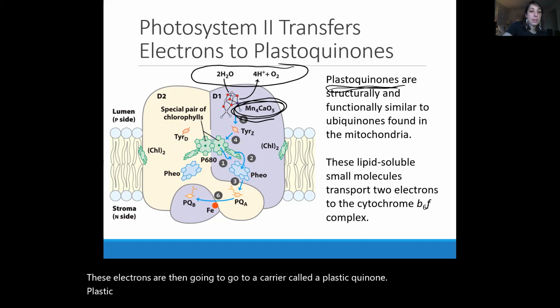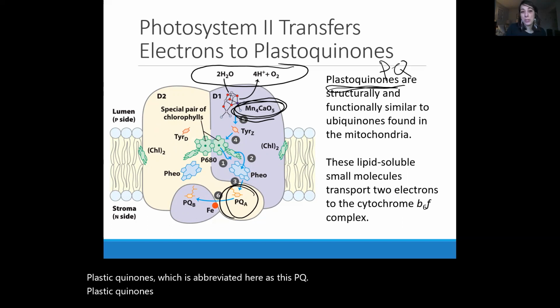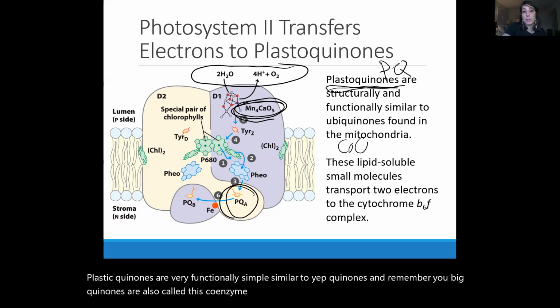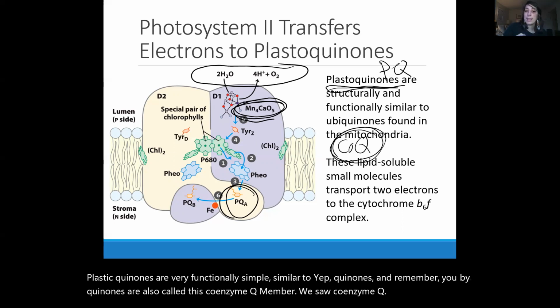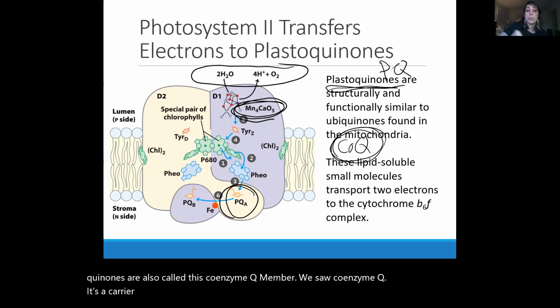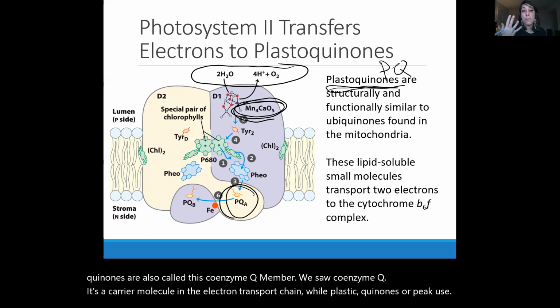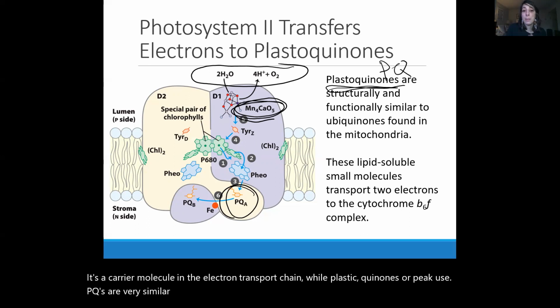Plastiquinones, which is abbreviated here as PQ, are very functionally similar to ubiquinones. And remember, ubiquinones are also called coenzyme Q. Remember, we saw coenzyme Q? It's a carrier molecule in the electron transport chain. Well, plastiquinones, or PQs, are very similar in their structure. They're lipid soluble. They can move through the lipid membrane and they can carry 2 electrons.